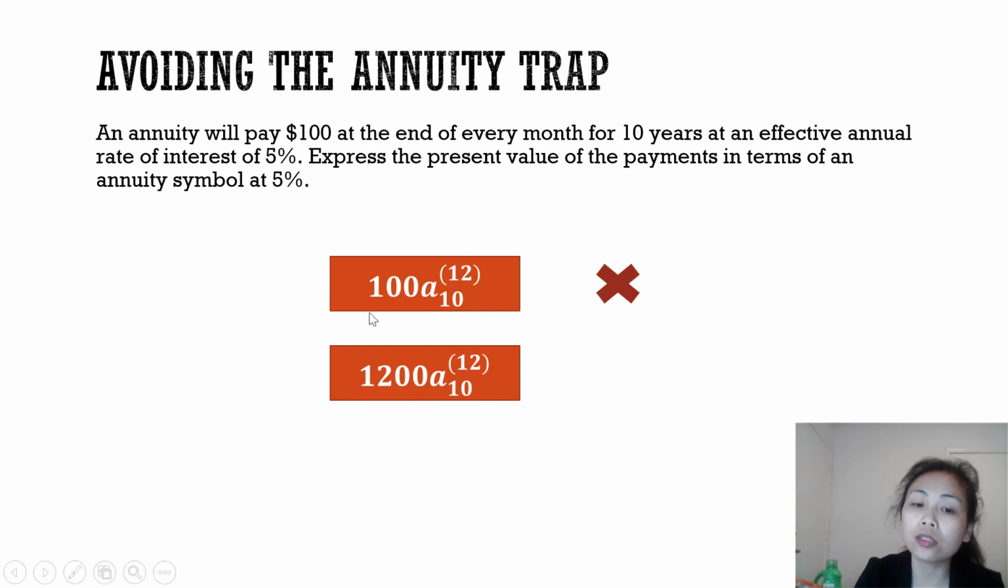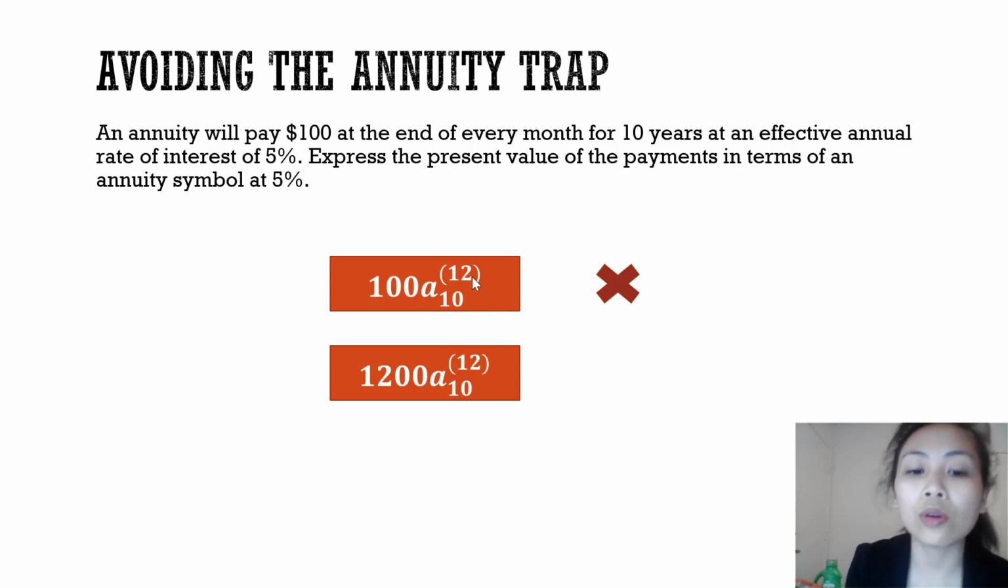So pay attention to this because many people get this one wrong. Many people misunderstood this one as 100 a angle 10 to the top script 12. But remember, every month we pay 100. So in a year the total payment is 1200.